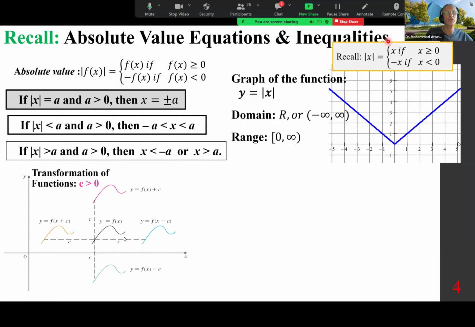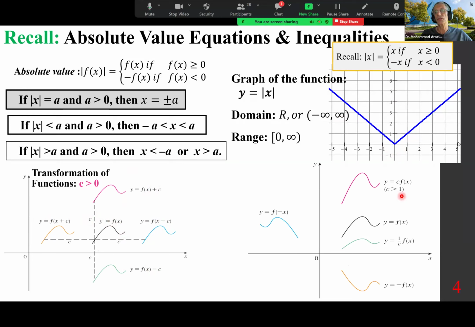If you have a function y equals f of x plus c, it shifts up by c units, we're assuming c is positive. Minus c shifts it down, f of x minus c shifts to the right, f of x plus c shifts to the left by c units. So that's how it works. And again, for the same function, we are assuming c is positive. If we multiply it by c, it stretches along the y-axis by c. If we divide it by c, it shrinks. Minus f of x is the same function flipped over with respect to the x-axis. Or if it's f of minus x, flipped over with respect to the y-axis.